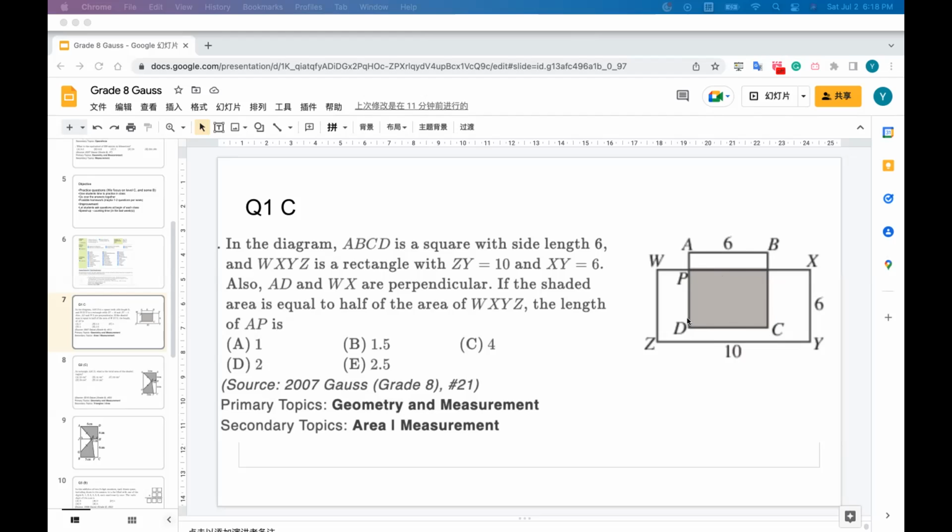And then here, this shaded area, the total area is 30, right? We know this one is 6. PD is going to be 5, right? 30 divided by 6 is 5. And we also know AD is 6. 6 minus 5 gives us AP, right? That's going to be 1. Okay.